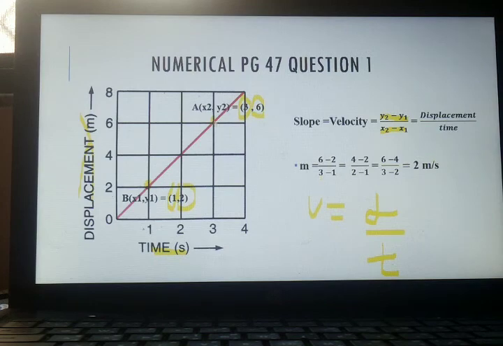We can choose any points. I can choose these 2 points or these 2 points. If I choose any 2 points, you will get the same answer. Over here I have solved it with different points by taking any 2 points on this line.